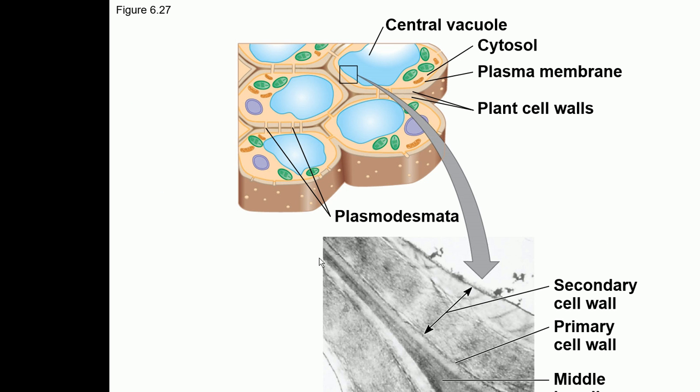You can see here, this is the primary cell wall, and the primary cell wall is thin. This is the secondary cell wall, which is thick. So this is one cell. This is the primary cell wall, this is the secondary cell wall, and this is another cell, with its primary cell wall and secondary cell wall. In between these two cells is the middle lamella.